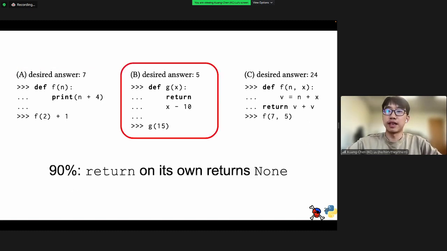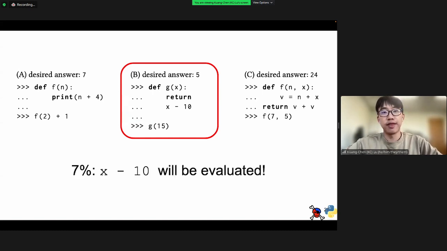Now let's focus on the second program. This program incorrectly inserts a new line between the return keyword and the expression of which the value should be returned. 90% of students correctly point out this correction to the program, and that return on its own will return none. However, some of these students make a slightly wrong statement. 7% of students think the 10x minus 10 expression, although not returned, will be evaluated.